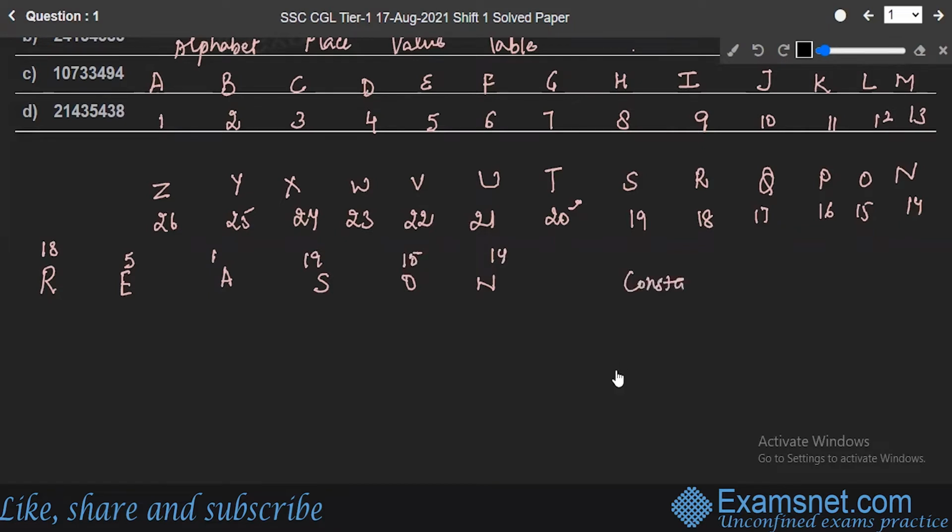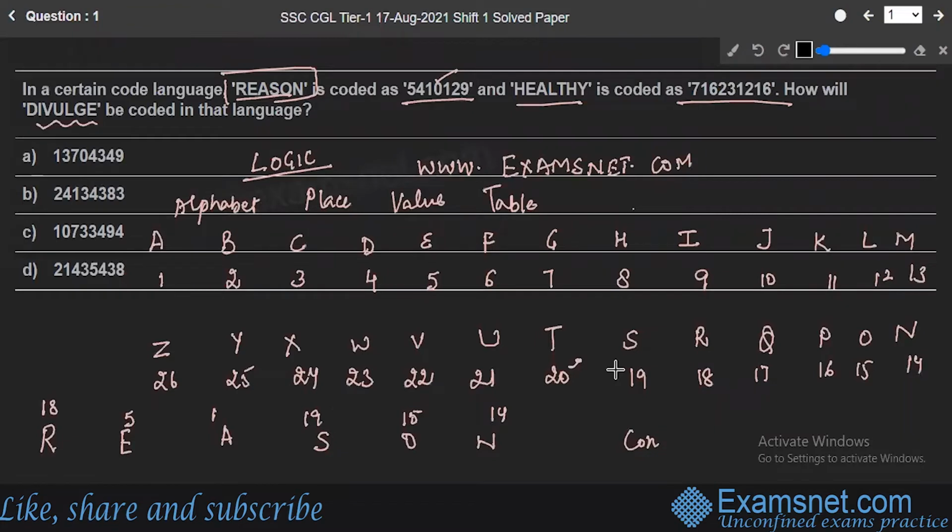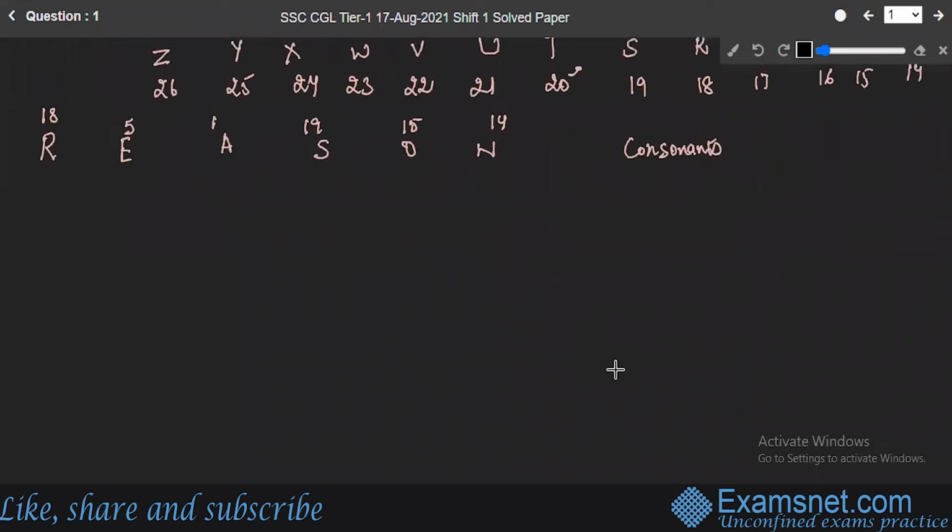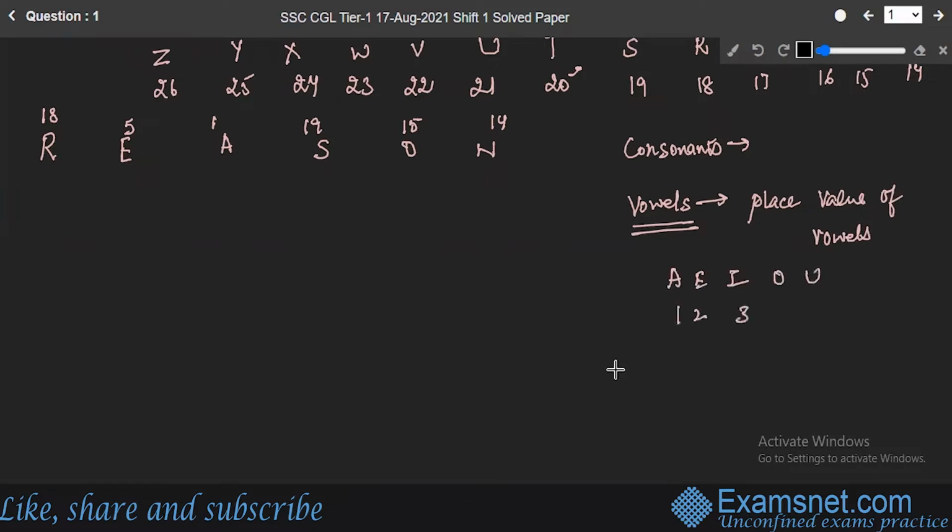There are consonants and vowels in this one. Most probably they have different logic. When I started this question, the logic of the vowels was that it gives the place value of the vowels. What do you mean by this? There are vowels like A, E, I, O, U. A is at position 1, then 2, 3, 4, 5. That means the vowels will have their place values.